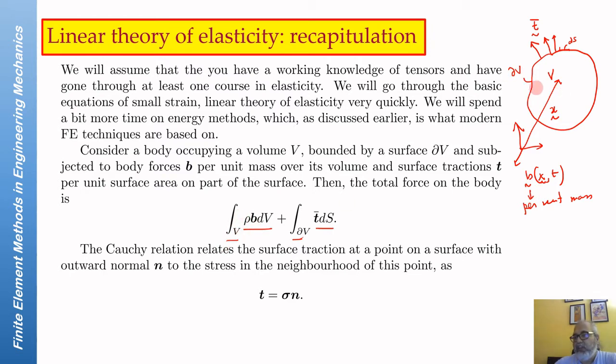Now, if you cut this along any surface and draw the free body diagram, let's say the surface has an outward normal n, then the traction at this point where the outward normal is n is related to the stress right next to the surface by what is known as the Cauchy relation, which is T equal to sigma times n.